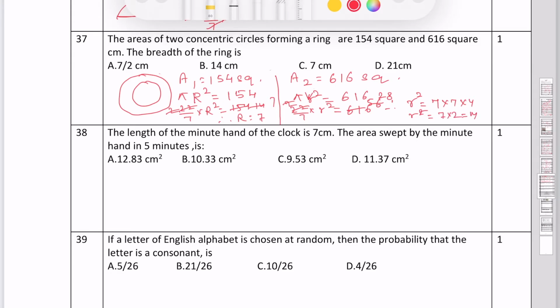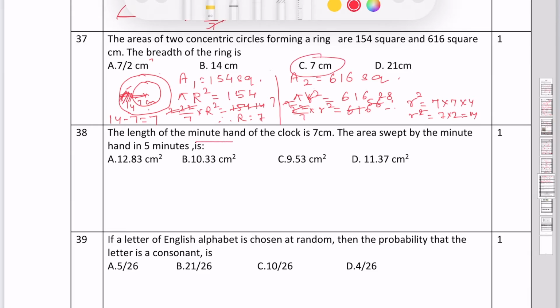So what is the difference? If I take from here, one is 14 centimeter and another is 7 centimeters. So what is the breadth of the ring? This we have to find out. That means 14 minus 7, that is 7 will be the required breadth. So here C answer will be correct.